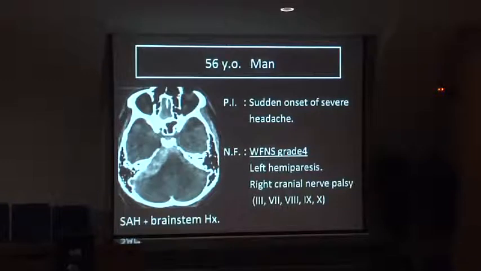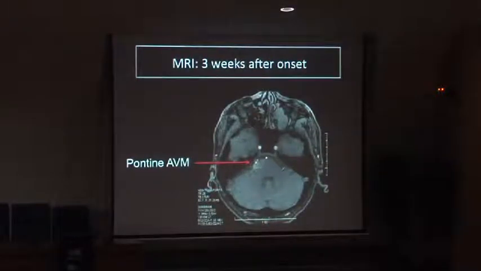Next case is a 56-year-old man. He suffered from sudden onset of severe headache. CT scan shows subarachnoid hemorrhage and brainstem hemorrhage. Neurological findings are grade 4, left hemiplegia and right cranial nerve palsy. The patient was transferred to our hospital 3 weeks after the onset. MRI shows right pontine AVM.